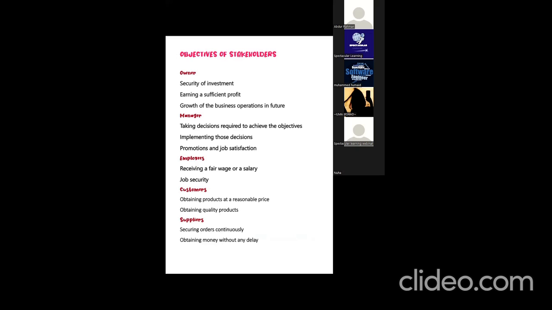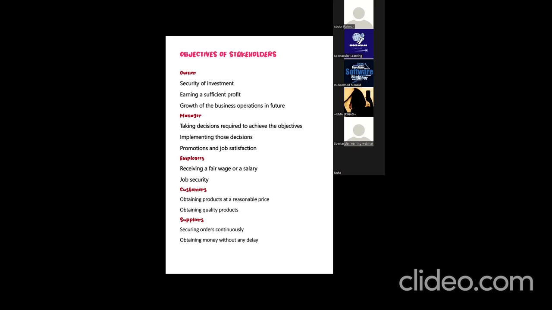Okay, so owner. Who's the owner? The owner is the person who owns the business. Everyone knows that. The objective of an owner is that his investment should be secured. Whatever he invests in the business should be secured. Also, he wants to earn a sufficient profit. He wants to grow the business, to be more productive and to keep growing in the future. That means more profit should come, more customers should come. Such things are the objectives of the owner.